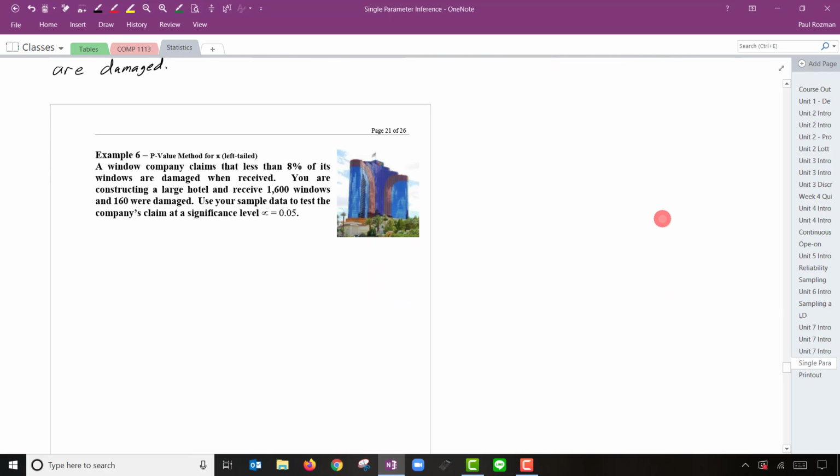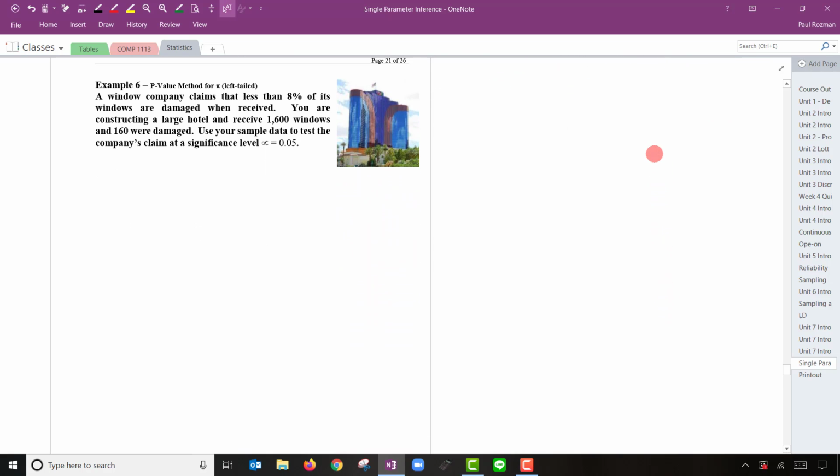Let's try the same one again, or something very similar to help keep it nice and familiar. Again, we have 1,600 windows, and again, 160 were damaged. But now the claim is going to be different. The company is now claiming that it's actually under 8%. They claim that less than 8% are broken. And that's what step 1 is. Write down the claim.